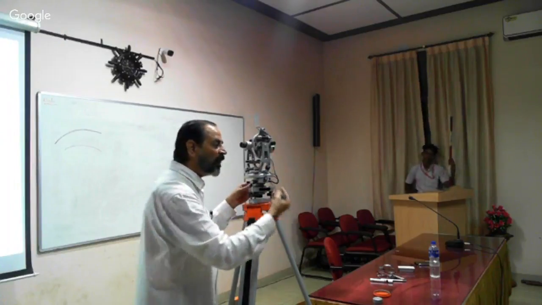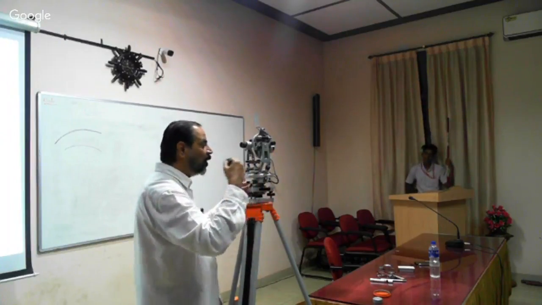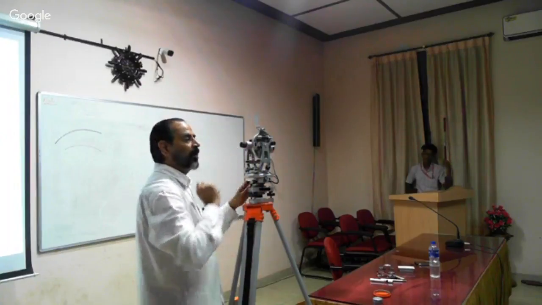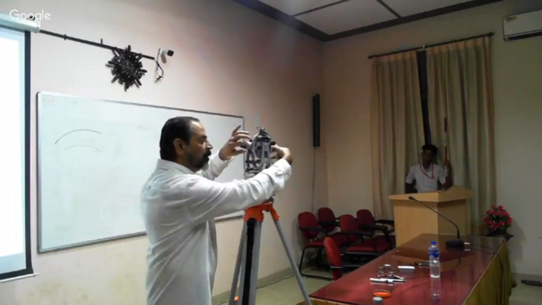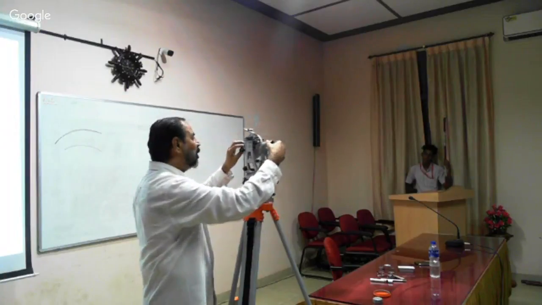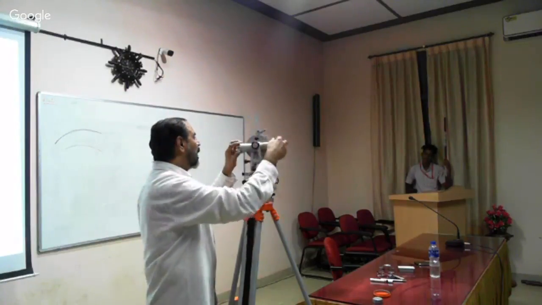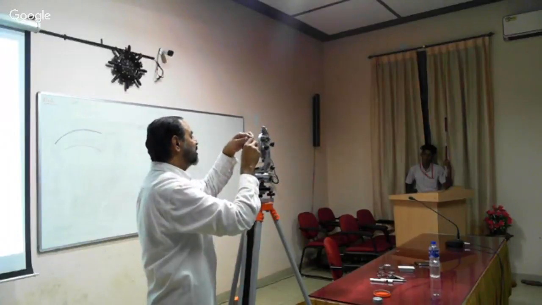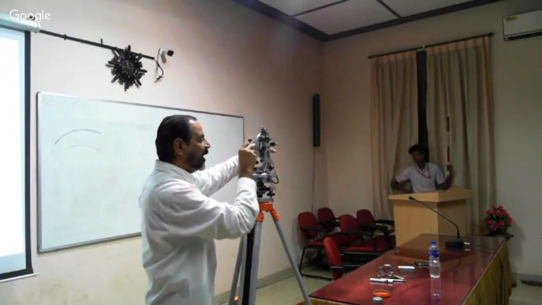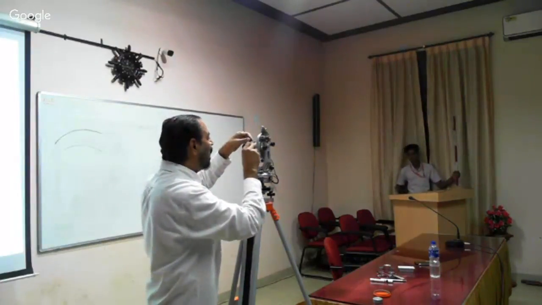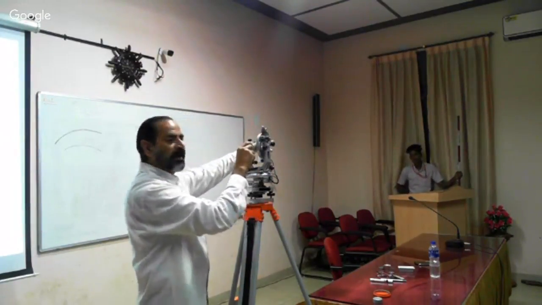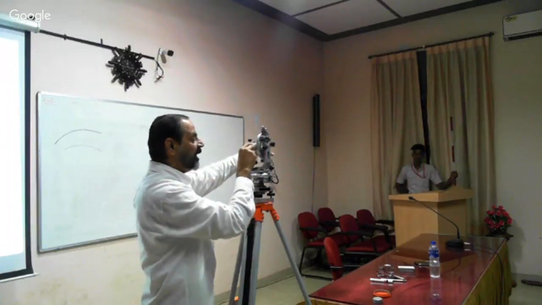Now unclamp the lower plate. Turn the telescope, rotate the telescope and bisect the object. There is the object A. You can bisect the object A. Now this is the object A, where you can see the object A.